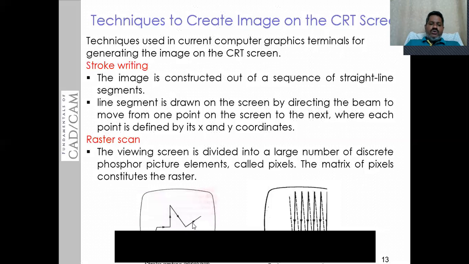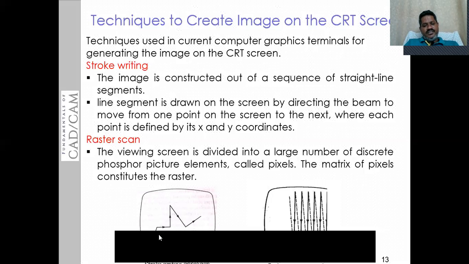Then you may get a doubt: how do you write or draw an arc or a circle or a curved object on the screen? In that case, the line segment is drawn on the screen by directing the beam to move from one point on the screen to the next. This is one way of writing on the screen, but the doubt is how do you draw a curve or an arc on this screen? That can be approximated.